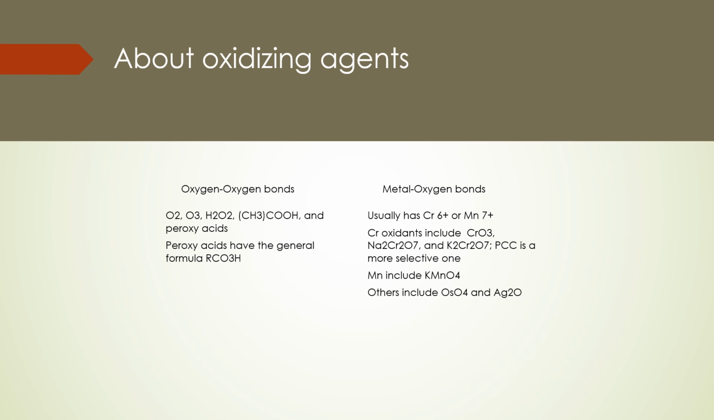Chromium oxidants include CrO3, Na2Cr2O7, and K2Cr2O7. PCC is one that's also here, but it's more selective than the rest. One of the most common ones you're going to see with manganese is KMnO4. Some other miscellaneous ones include OsO4 and Ag2O.